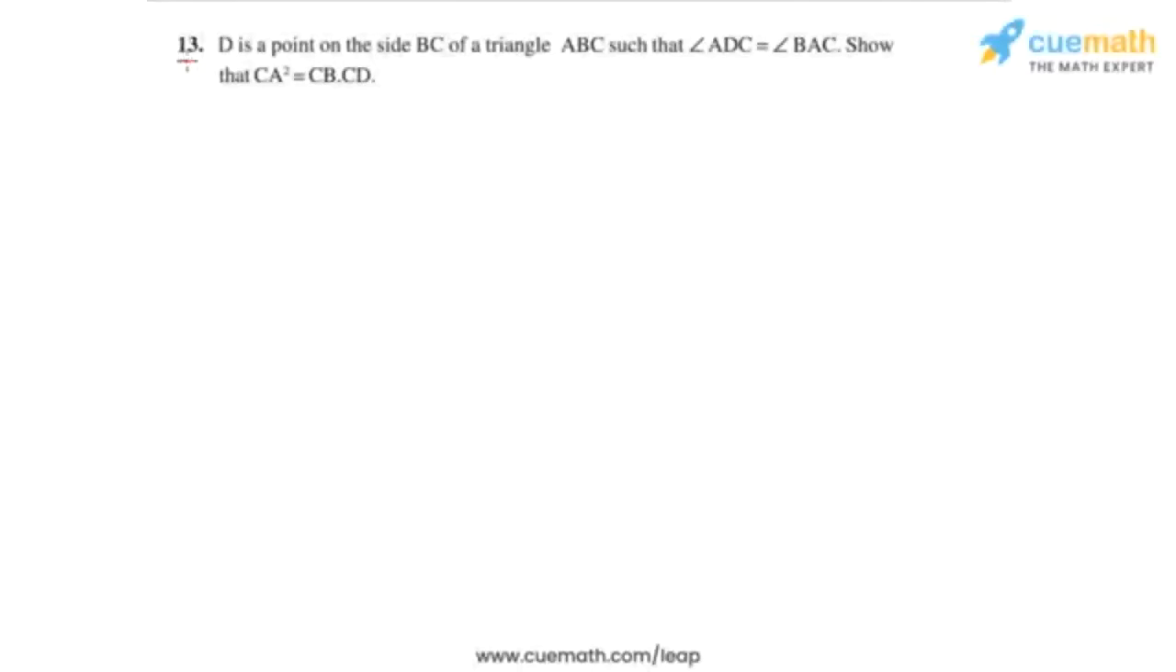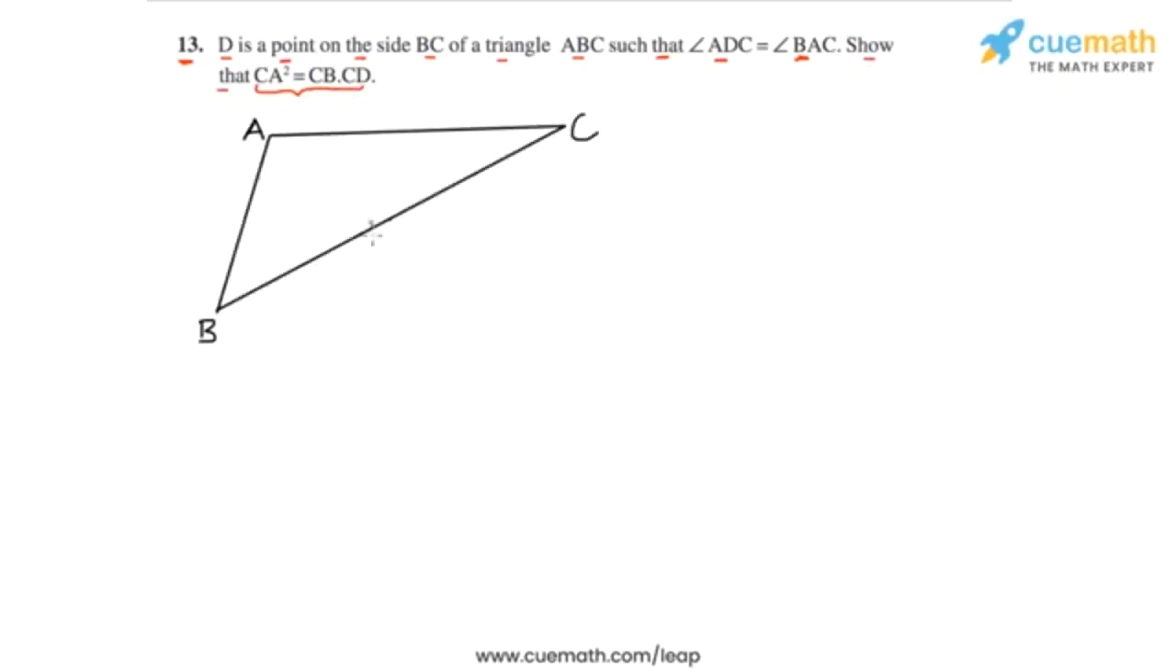In question 13 of this exercise, we are given that D is a point on the side BC of a triangle ABC such that angle ADC is equal to angle BAC. We have to show this relation: CA square equal to CB into CD. Okay, so let me first draw a figure to help you understand this problem better. So here's a triangle ABC that I've drawn, which I will use to solve this problem.